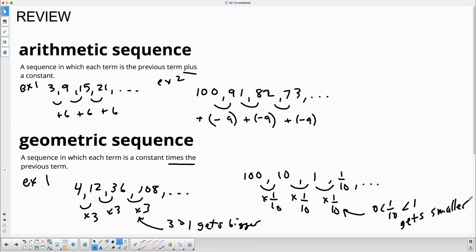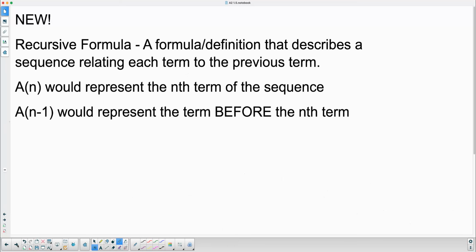Okay, so there's a little review of what we've done. Now let's talk about recursive formula. This is new. You might want to pause the video and write this down. A recursive formula is a formula or definition that describes a sequence relating each term to the previous term.